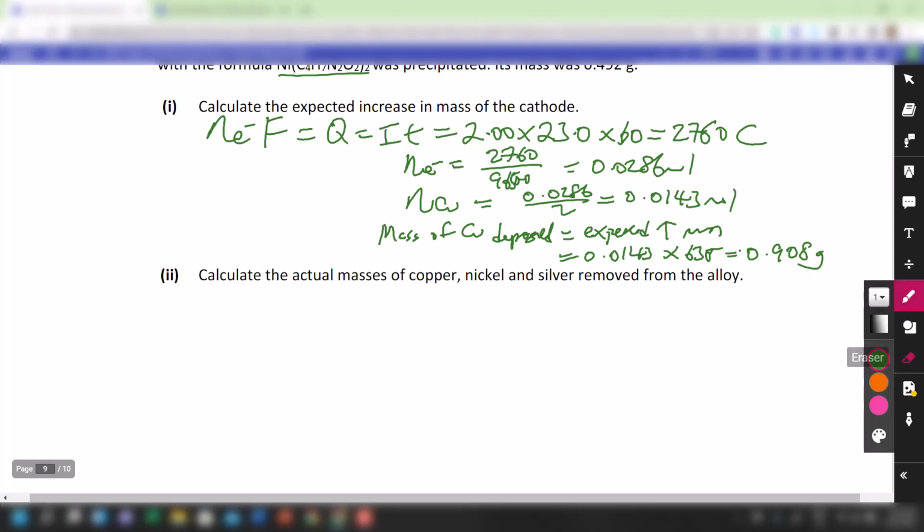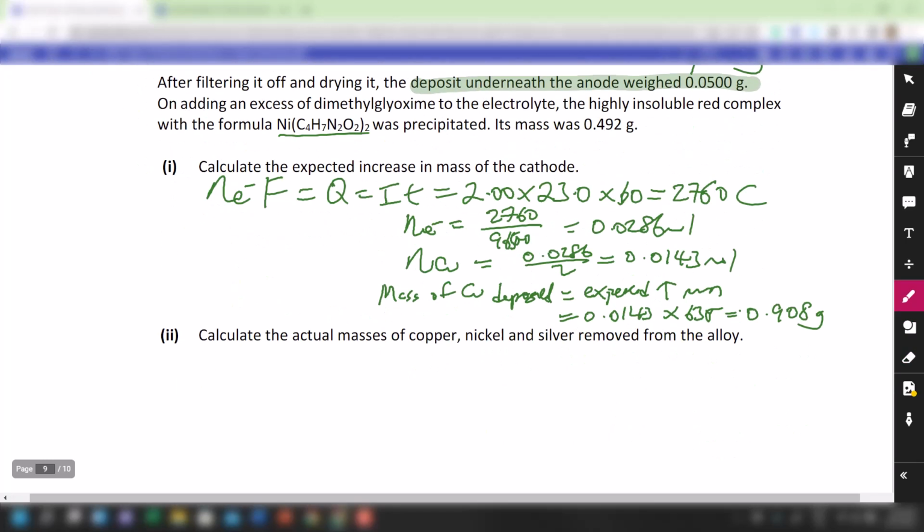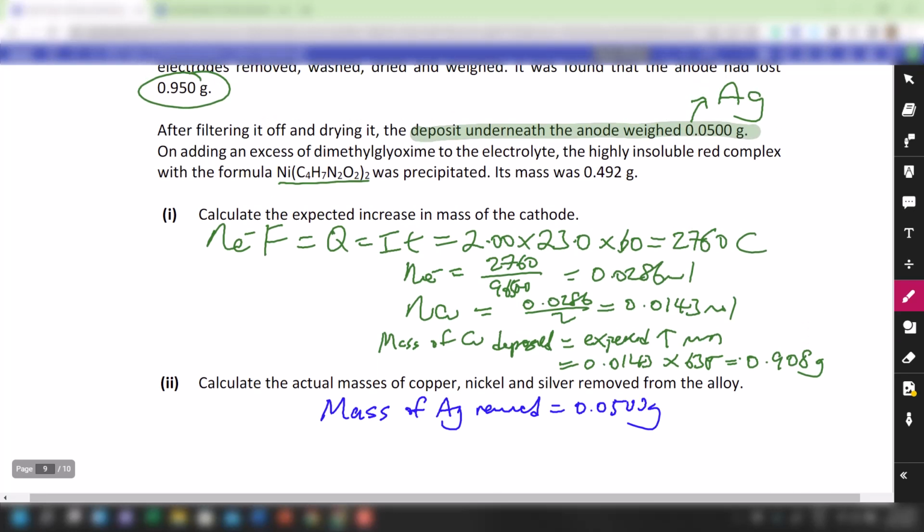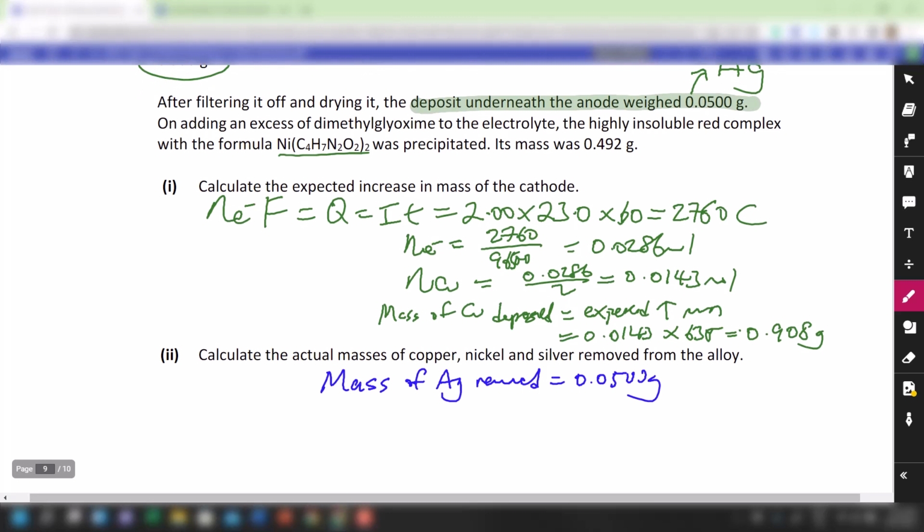Silver is straightforward because we were already told. So the mass of silver removed is 0.05 grams. Mass of Ag removed equals 0.0500 grams. We were told about it earlier on. And then the mass of nickel we can easily calculate because we know the formula of the insoluble red complex.